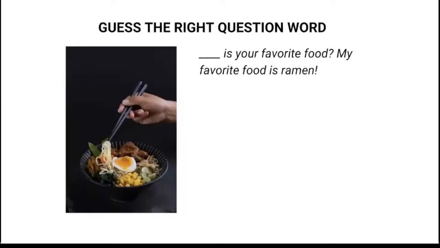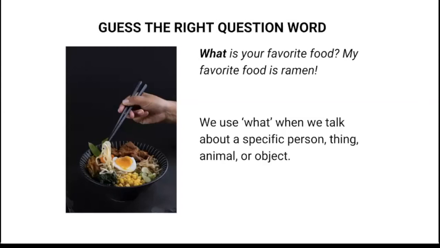Is your favorite food? My favorite food is ramen. What is your favorite food? Yes, the question word what. We use what when we talk about a specific person, thing, animal, or object.